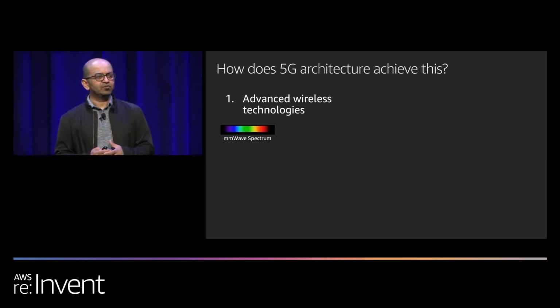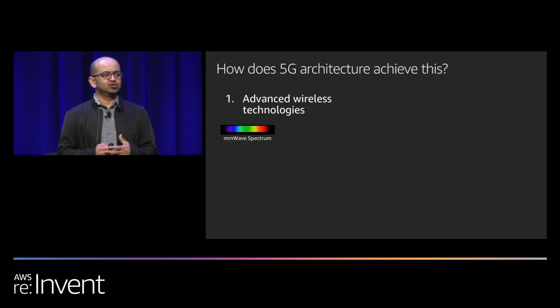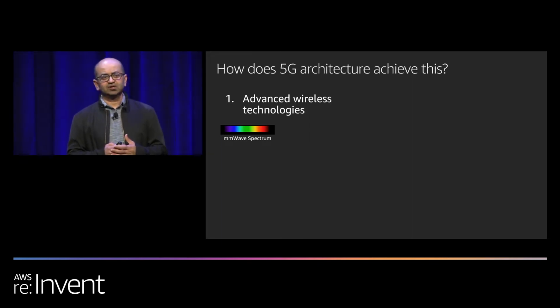In that, one of the things that is happening with 5G networks is the usage of higher spectrum, or the millimeter wave spectrum, because with a higher frequency spectrum, you have wider bands, frequency bands that you can use, which result in higher bandwidth.